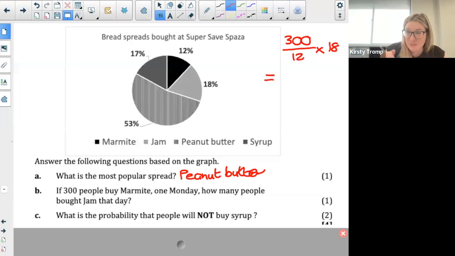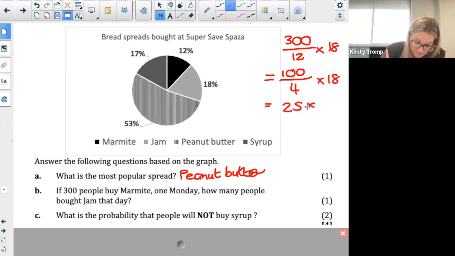Let's simplify this a little bit. 3 can go into 300 100 times and into 12 4 times. Times by 18, carrying on. 100 divided by 4 gives me 25, and I can say 25 times by 18. Who can do 25 times 18 for me? Some people have already done it. Well done. It's 450. Nice. Well done, guys. 450 people.